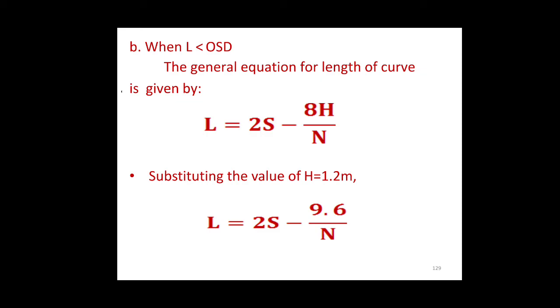When L is less than the overtaking sight distance, the general equation for the length of the curve is given by L equals to 2S minus 8H upon N. Substituting the value of H equals to 1.2 meters, we get L equals to 2S minus 9.6 upon N.